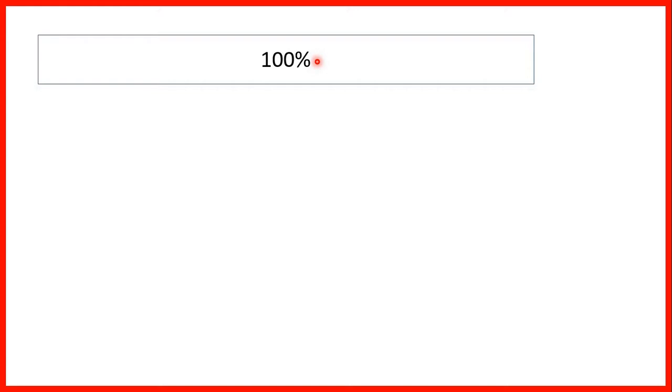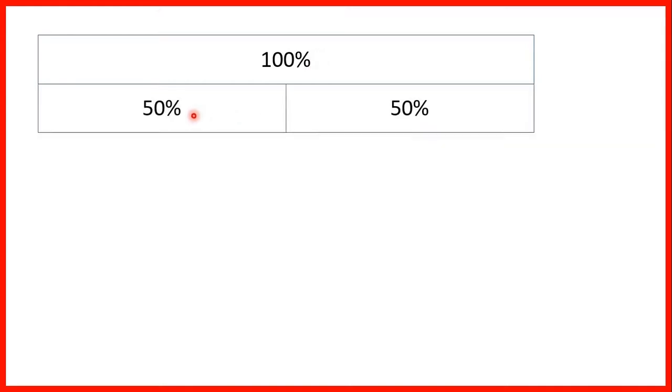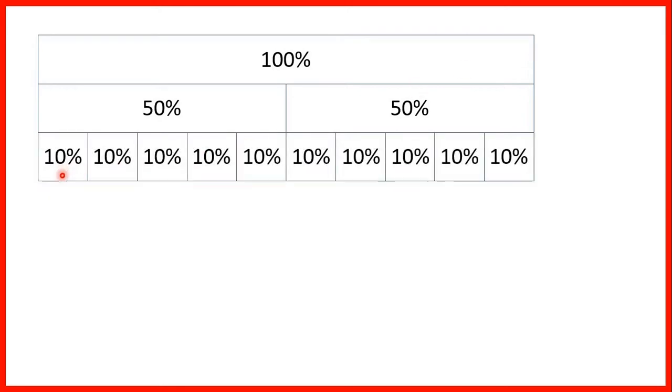We can show percentages on a bar model. So 50% is half of 100%, because 50 is half of 100. So our 50% bar is half the size of our 100% bar, or 2 50% bars are the same size as one 100% bar. Now we can also show 10 10% bars, because 10 times 10 is 100. So our 10% bar is 1/10 of the size of our 100% bar.